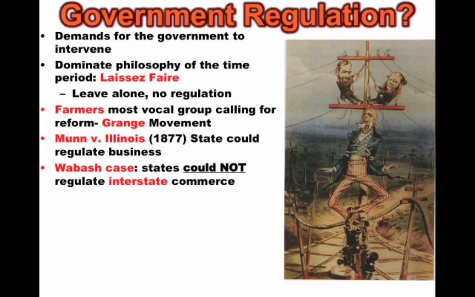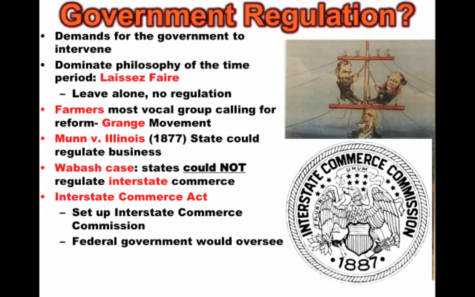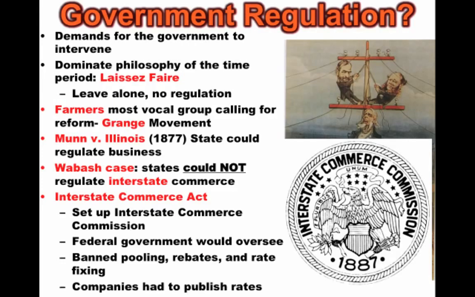And the public begins to demand that the federal government does something to overhaul the capitalist system during the Gilded Age. And you get the Interstate Commerce Act passed in 1887. And it does a couple of things. It sets up the Interstate Commerce Commission. The federal government would oversee business. They would ban pooling, rebates, and rate fixing. And companies, railroad companies, had to publish rates.